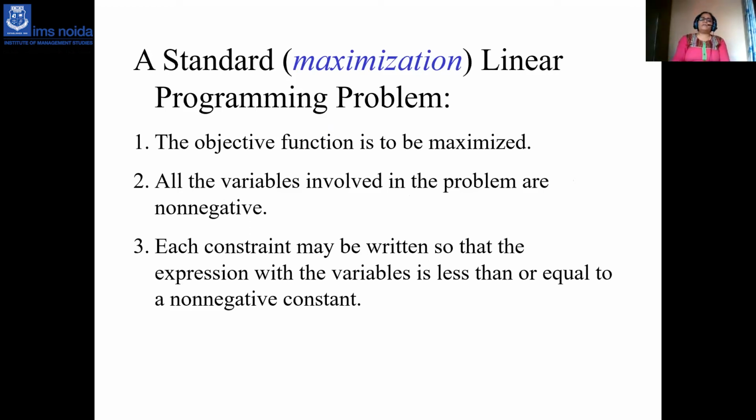So what are the steps while you are solving a maximize z problem? This is known as a standard maximization LPP, or maximize z problem. The objective function is generally represented by max Z and is denoted by capital Z. The objective function is to be maximized. All the variables involved in the problem are more than or equal to 0, or non-negative. Each constraint is written so that the expression with the variables is less than or equal to a non-negative constant. That means you have to mention x1, x2 more than or equal to 0.